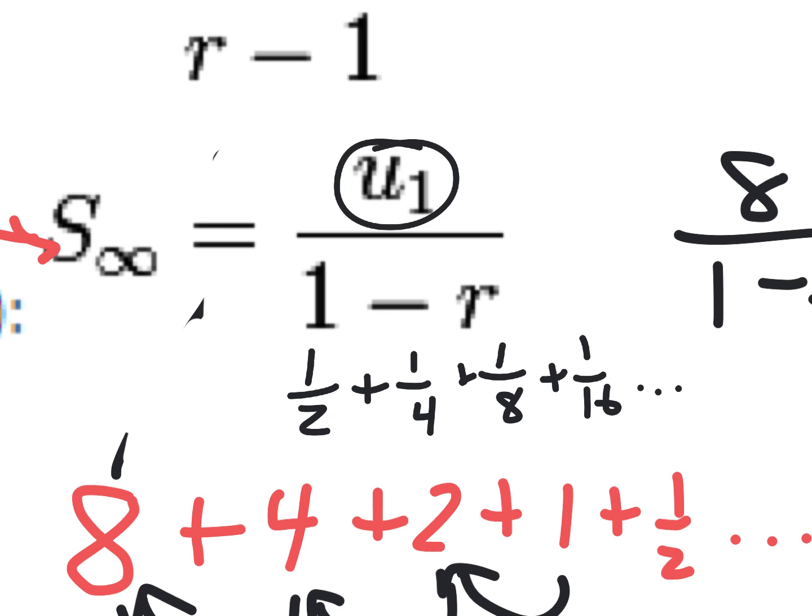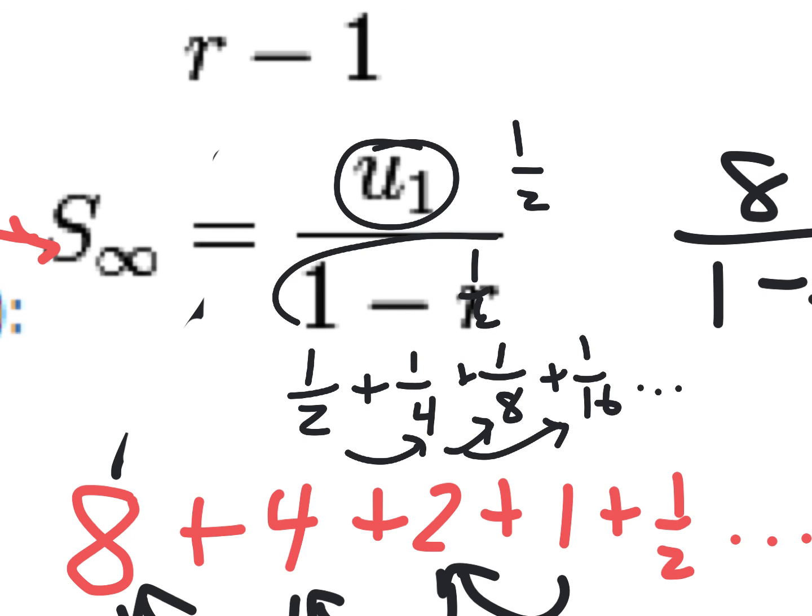U sub 1 is your first term, so that's a half. And what's happening each time? Times a half. And it ends up being 1 minus a half is a half. Half divided by half is 1 whole. Now again, I kept on doing the multiply by a half thing, but you could multiply by 1/4. And then this r would have been 1/4.